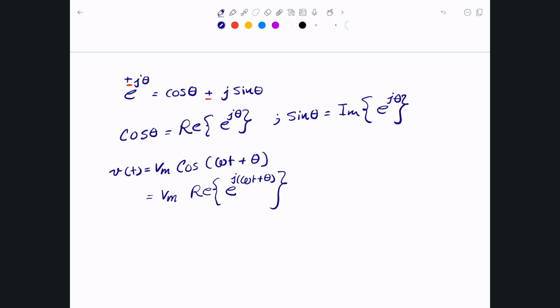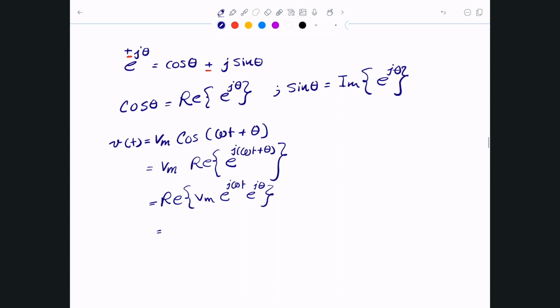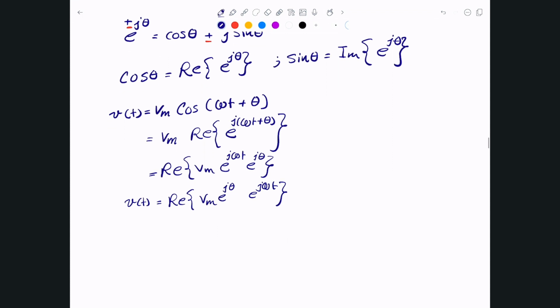Of course, we can take the Vm inside, so it's the real part of Vm, and at the same time, we can split the e to the j omega t and e to the j theta. I haven't done anything, I just did a little bit of algebra. Now I'll rearrange this term, and v of t, which is a function of time, is simply the real part of Vm times e to the j theta, times e to the j omega t. This part in here is not a function of time anymore. T does not appear in it, because t just got in here and that's it.